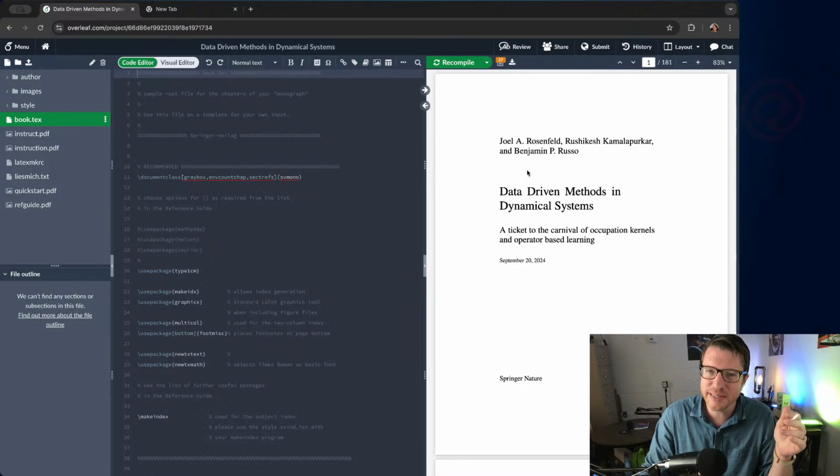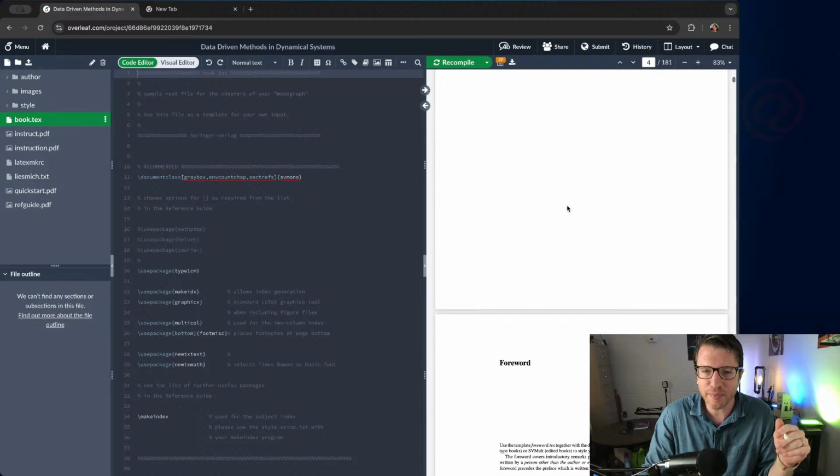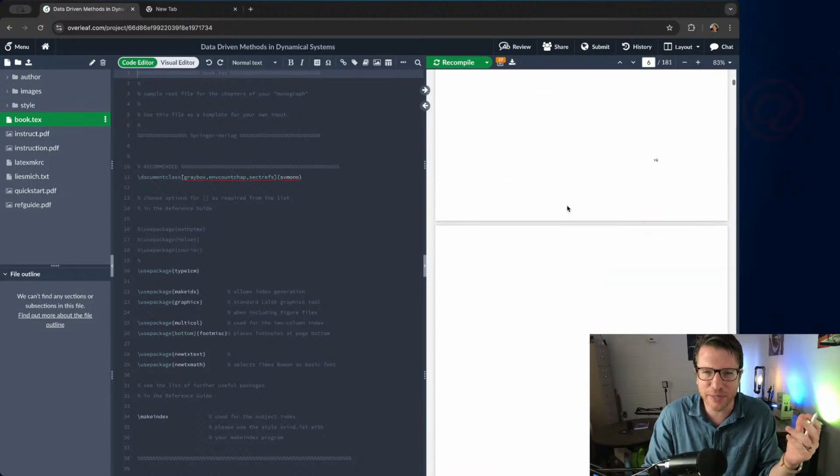This book is something I'm writing together with Rishikesh Kamalapurkar and Benjamin Rosso. I am mostly doing the initial writing, so it's on my shoulders right now before I pass the book to them. So I opened this template. It's just a Springer template for writing this book, just because I need something to keep me organized.